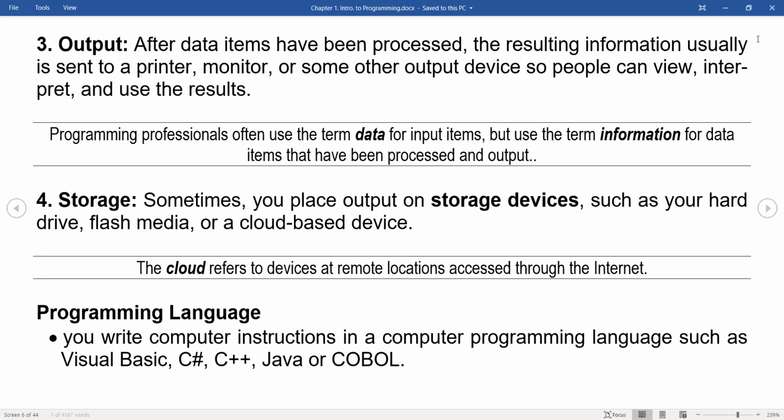For storage, sometimes you place output on storage devices. For example, your pen drive, your cloud device, your external hard drives, or even the hard drive in your computer. When we say cloud, cloud refers to devices at remote locations accessed through the internet.